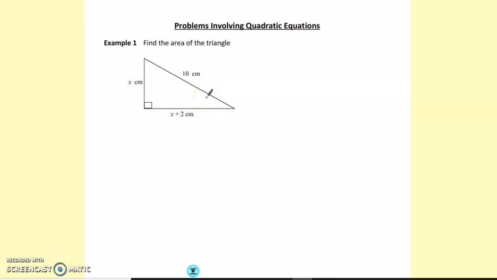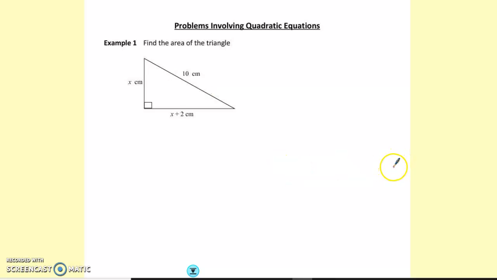Last wee bit on quadratics then, using quadratics to solve problems. Some of these can be quite tricky. Don't panic too much about them, and as ever, any help, please get in touch.